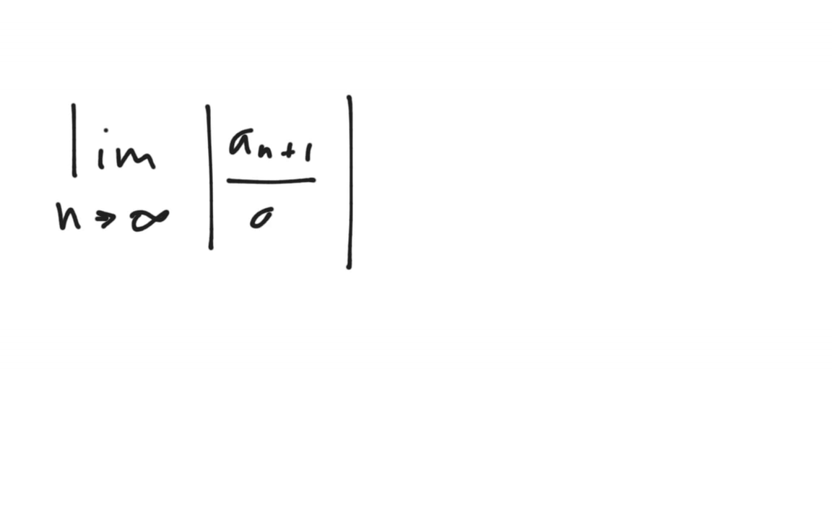We take the limit as n approaches infinity of the absolute value of, basically, we're looking to see if the series sort of looks like a geometric series. And so what we're going to do is take the ratio of the n plus 1th term divided by the nth term. And we're going to get one of a few things.